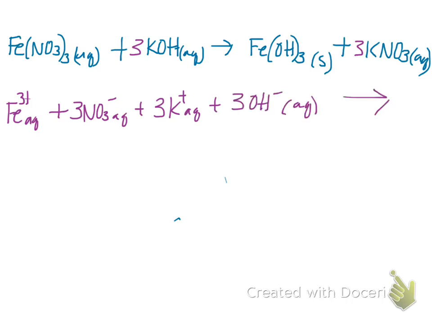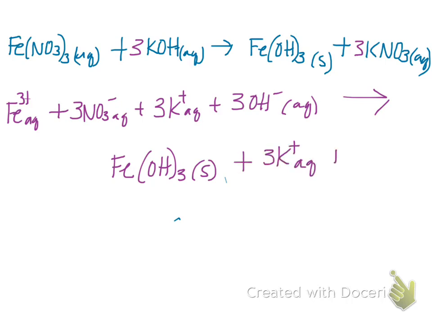We're going to do the same thing on the product side. A solid, do we break apart a solid? No, we leave that all together. And then we have 3 potassium plus 3 nitrates. So what appears the same on both sides? The nitrates, I heard someone say, and the potassium. So we're going to take those out.